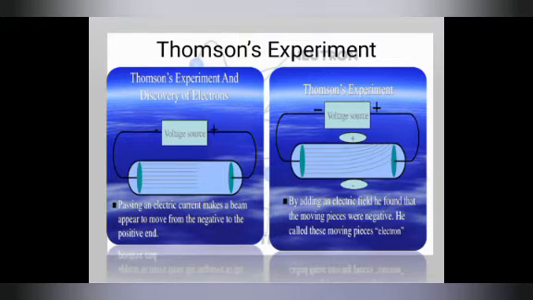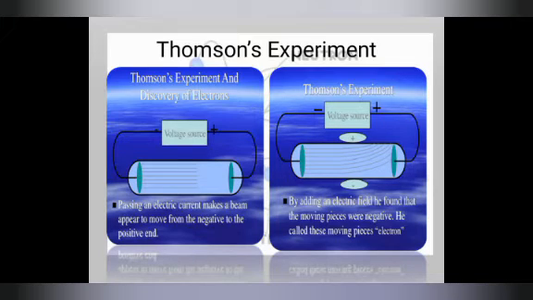After this, Thomson did an experiment. How? These are the two discharge tubes, and in two steps I am telling you about Thomson's experiment and the discovery of the electron. By passing an electric current, a beam appeared to move from the negative to the positive end, and this is called electron. And by adding an electric field, he found that the moving particles were negative, and he called those moving particles electrons. Actually, what is happening?